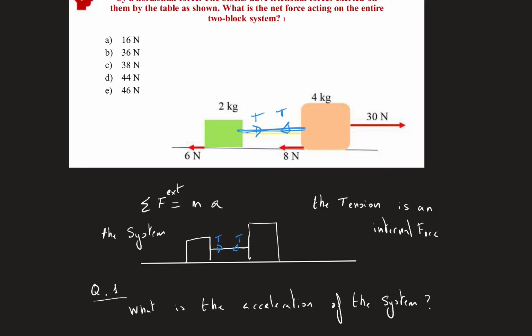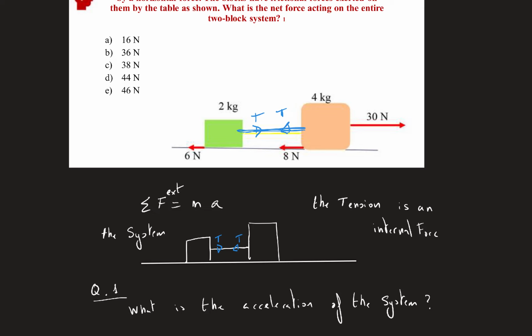So this T is the force that the rope is doing on the 2 kilogram, while this T is the force that the rope is doing on the 4 kilogram. So we are going to analyze the problem by solving the following questions. First question, what is the acceleration of the system?